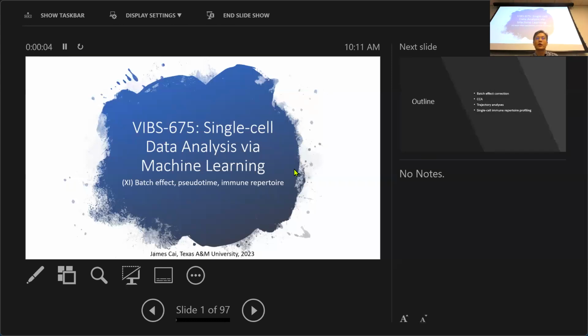Okay, today we are going to talk about three separate topics: batch effects correction, pseudotime analysis, and also repertoire profiling analysis.